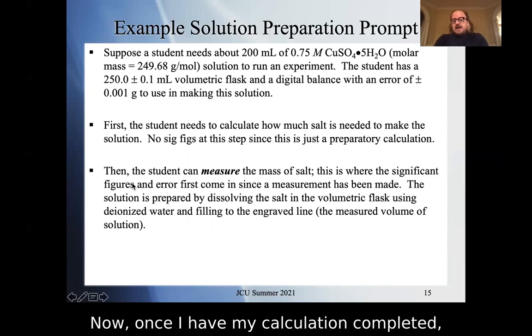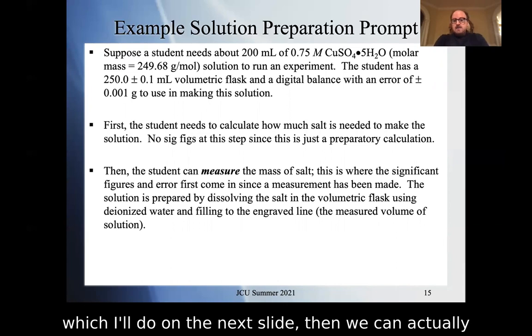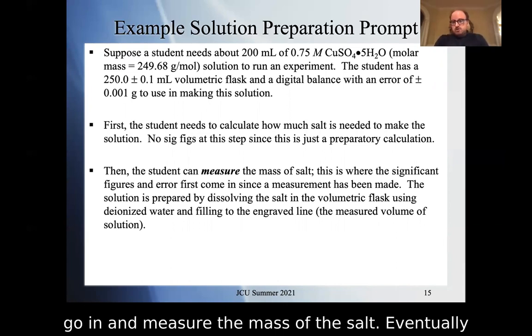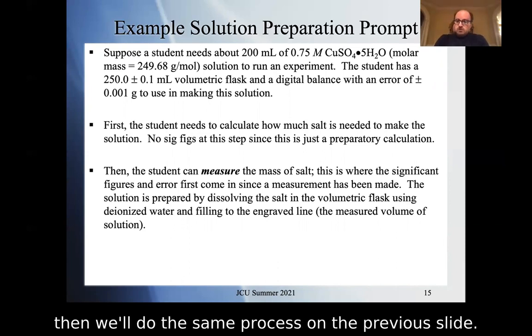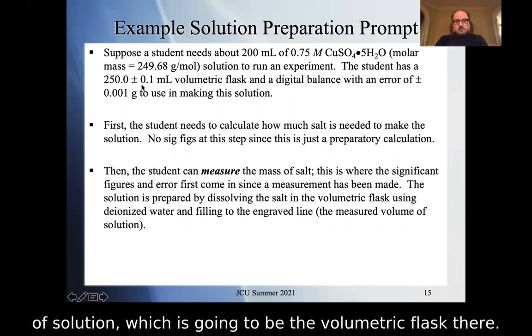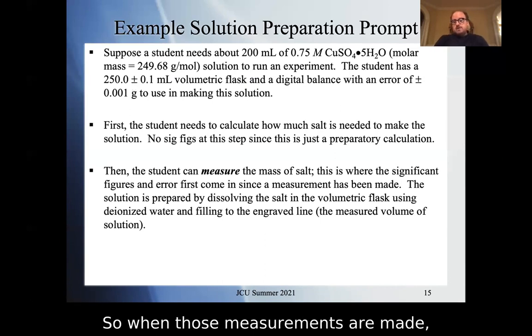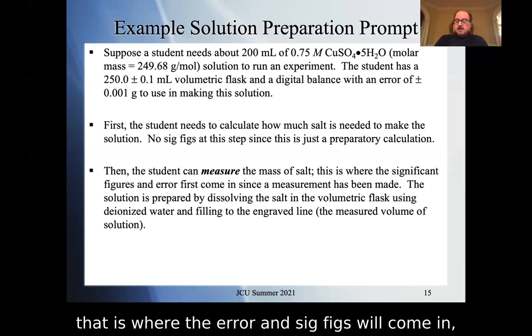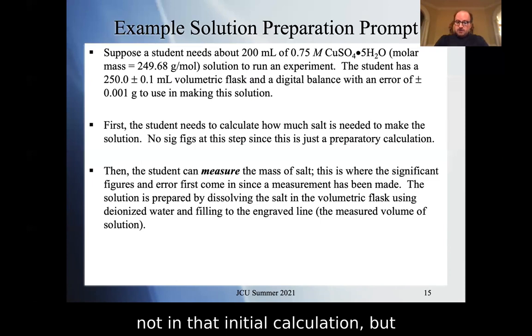Now, once I have my calculation completed, which I'll do on the next slide, then we can actually go in and measure the mass of the salt. Eventually, we'll do the same process as on the previous slide, and we'll end up with a final volume of solution, which is going to be the volumetric flask volume with error. Right, so when those measurements are made, that is where the error and sig figs will come in. Not in that initial calculation, but in those actual measurements.